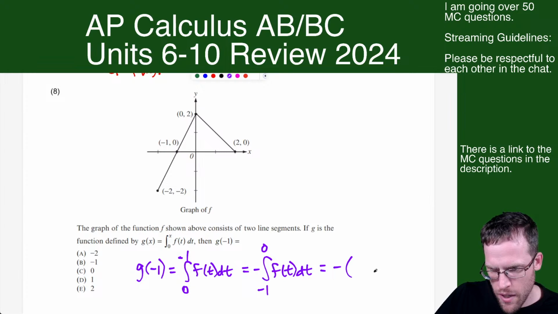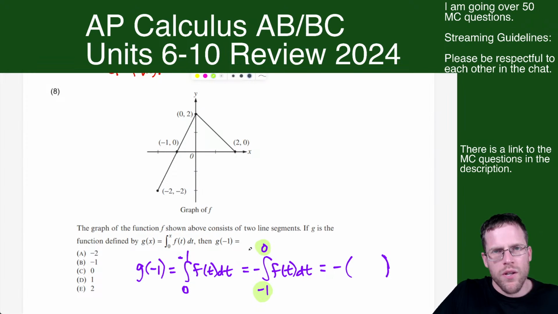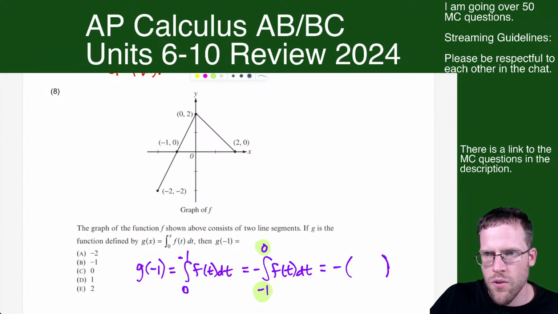And now this is minus, and I'll leave a space for our work. For the rest of this, I like to put the lower limit as the lesser number. Like -1 is less than 0, so I like to put that on the bottom. That's why I flipped it. Because now I can just go and find this stuff from left to right. So I'm going from -1 to 0.